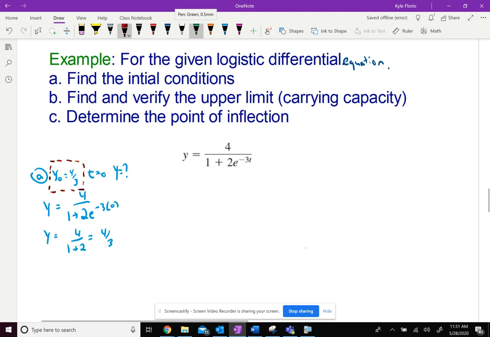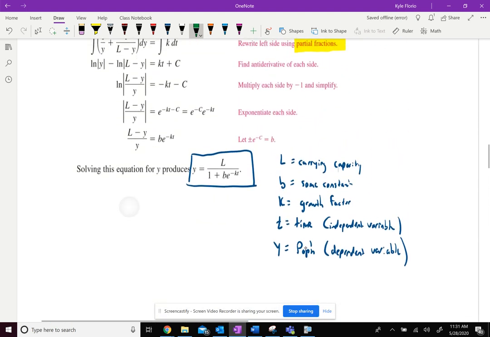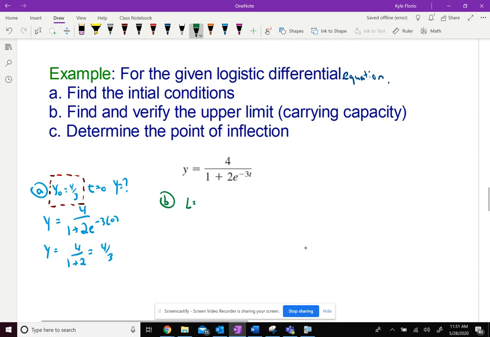Let's go to part B. Find and verify the upper limit. So the upper limit is the carrying capacity, and that's this number right up here. So L in this case is 4. We want to find it and verify that that's true.